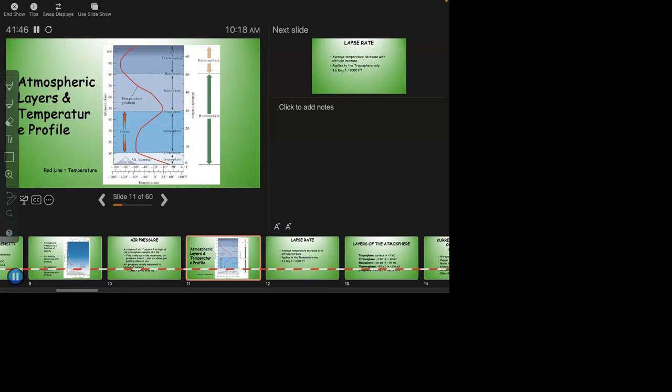Well, temperature profile. Oh goodness, I have to fix that. Got to put that E up with temperature there.